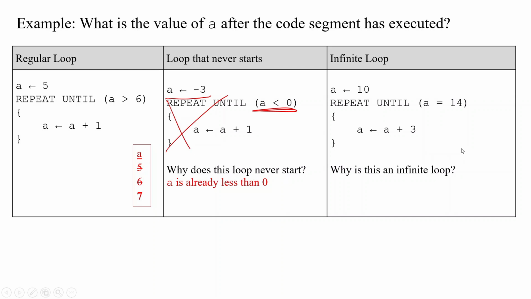An infinite loop, our last example here. Why is this an infinite loop? Let's say A gets the value of 10, and we repeat this code until A is equal to 14. So repeat this code segment. I'm going to go in here. 10 is not equal to 14, so I'm going to add 3.